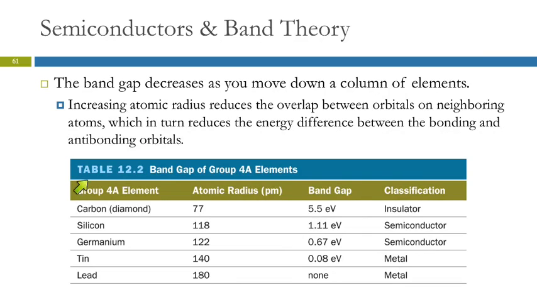What happens is as we go down the group and the atomic radius increases, the overlap between orbitals on neighboring atoms is reduced because the atoms are getting bigger and bigger and they can't overlap as well. And so that reduces the energy difference between the bonding and the antibonding orbitals and causes the band gap to get smaller.